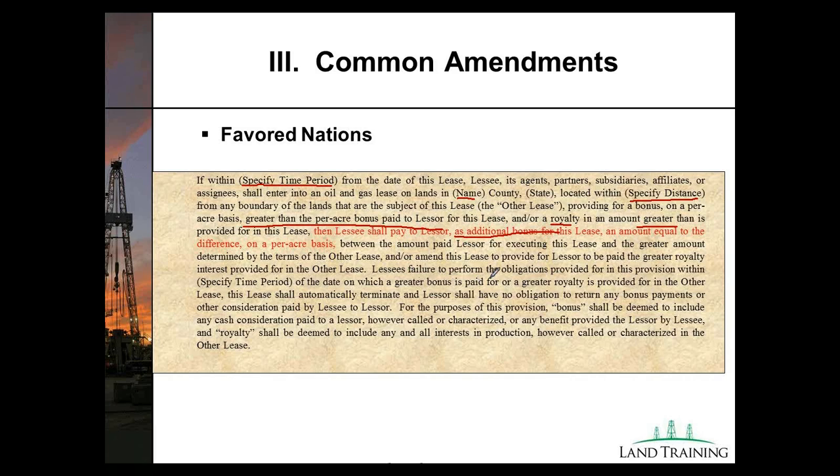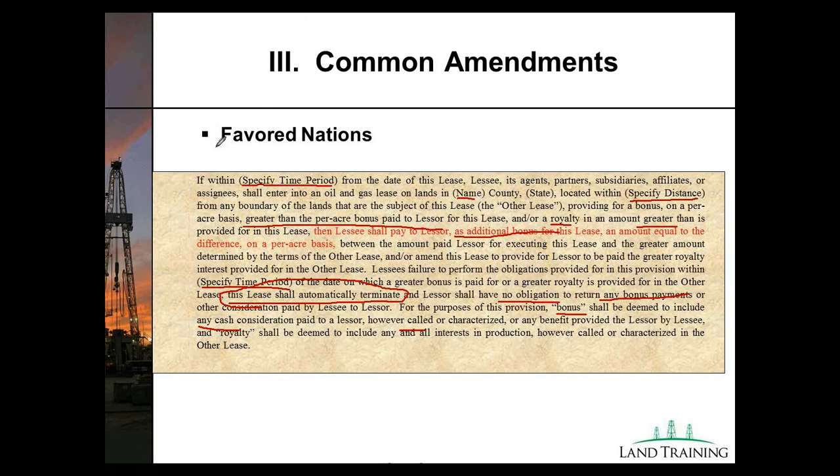Lessee's failure to perform the obligations provided for in this provision within this time frame of the date on which a greater bonus is paid for or a greater royalty is provided for in the other lease, this lease shall automatically terminate. And lessor shall have no obligation to return any bonus payments or any other consideration paid by lessee to lessor. For the purposes of this provision, bonus shall be deemed to include any cash consideration paid to lessor, however called or characterized, or any benefit provided to the lessor by the lessee, and royalty shall be deemed to include any and all interest in production, however called or categorized in the oil and gas lease.